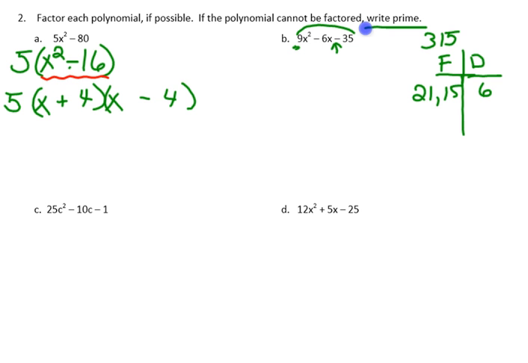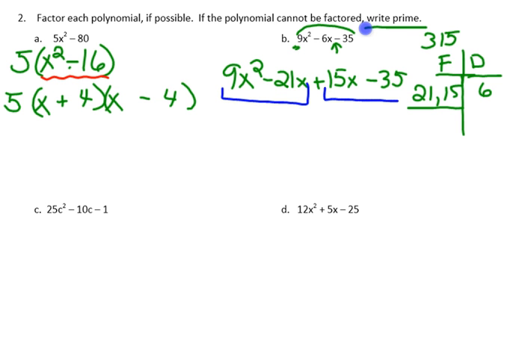Okay, so I'm going to take out negative 6x and I'm going to put that in. So 9x squared minus 21x, because it's a negative, which means your bigger number has to be negative, plus 15x and minus 35. Now I'm going to do my grouping. And if you had reversed those, it's okay.